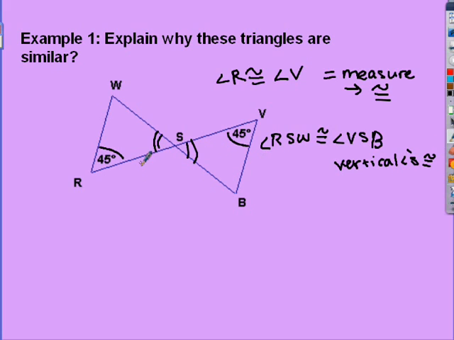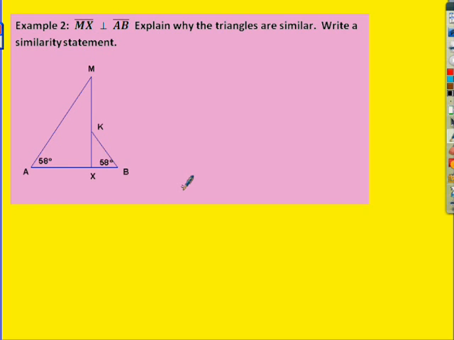Well, look, I have one set of angles congruent and another set of angles congruent, so why are these triangles similar? It would be because of angle-angle similarity. Okay, great. Let's look at another example. Alright, another example. Go ahead, copy everything down and press play when you're ready.